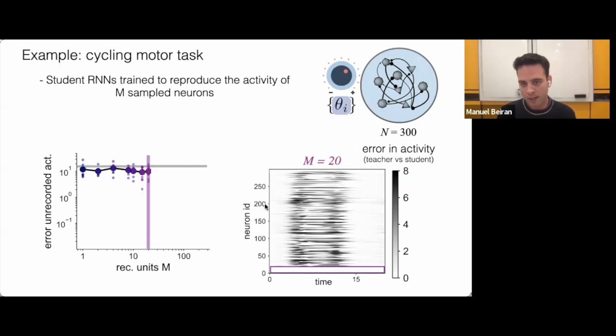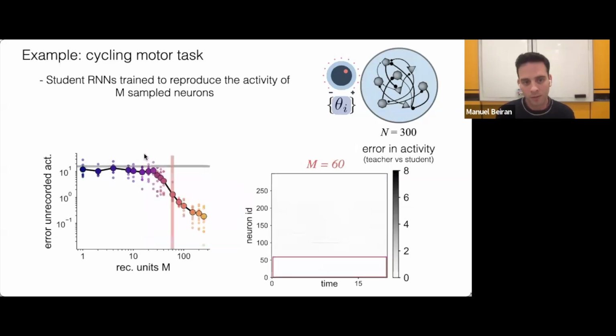And you can see here an example of the mismatch between student and teacher. The color map indicates the error in the activity as a function of time. You can see that for these first 20 neurons, the error is 0. Those are the neurons I'm using for training. So the student is able to perfectly reproduce the activity of those 20 neurons, but there are strong errors in the 280 remaining neurons.